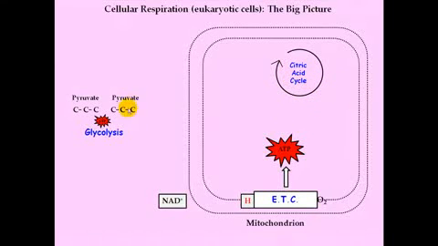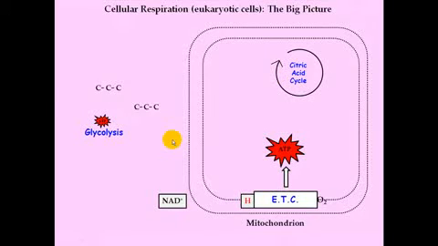So again, these pyruvates can have even more electrons squeezed out of them during the citric acid cycle. It turns out, though, that these pyruvates can't enter directly into the citric acid cycle. So first they have to be converted to a slightly different molecule that can then enter the citric acid cycle.